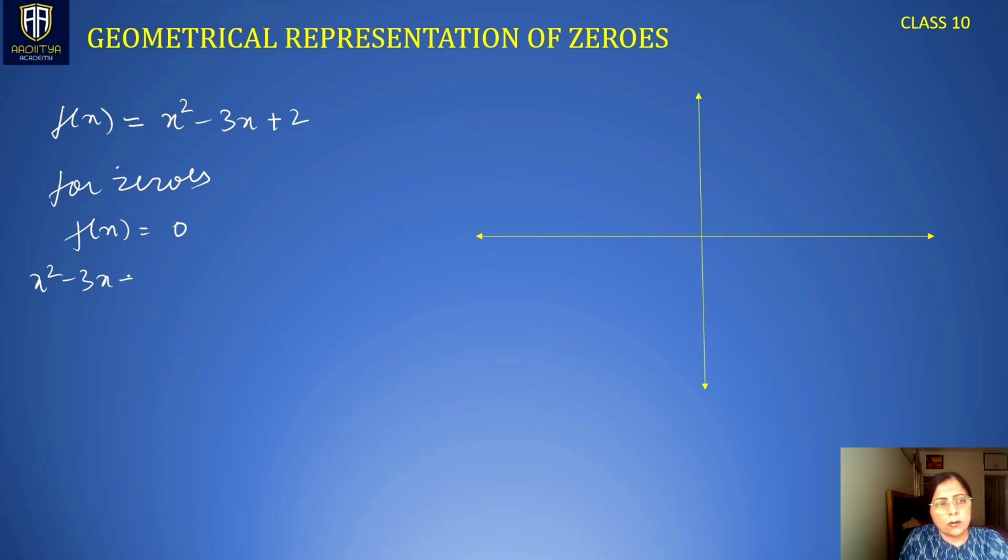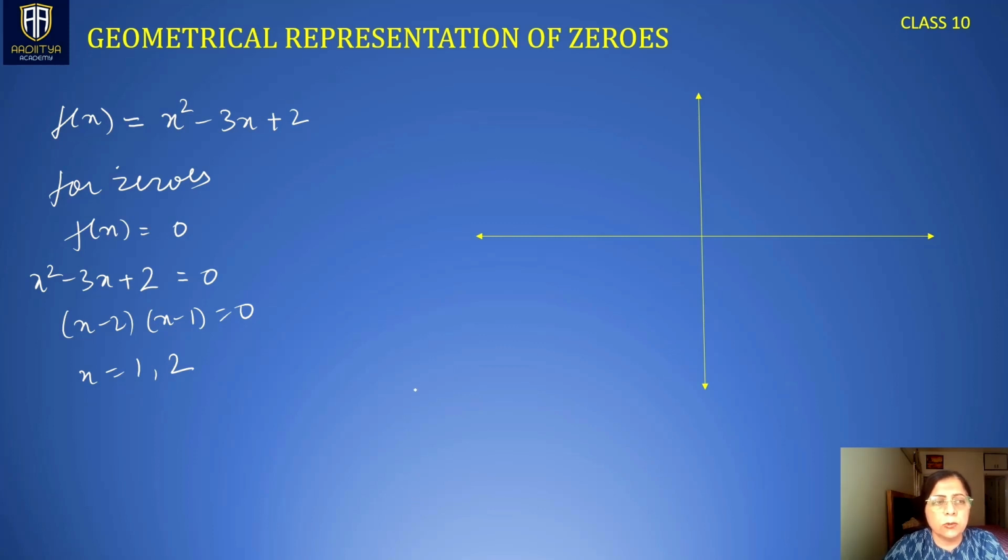So let us see how we relate number of zeros on the number line. x squared minus 3x plus 2 is equal to 0. After factorizing, we get (x minus 2)(x minus 1) is equal to 0. So we get x is equal to 1 and 2. So this is the presentation of the zeros.